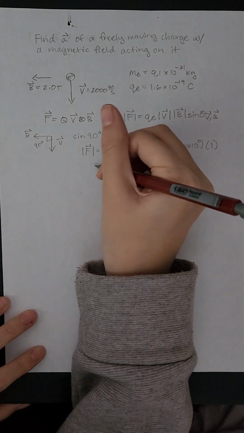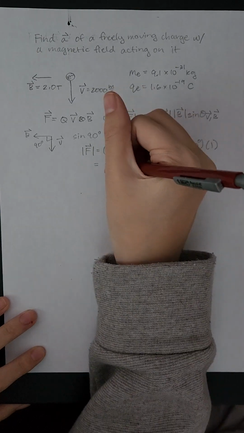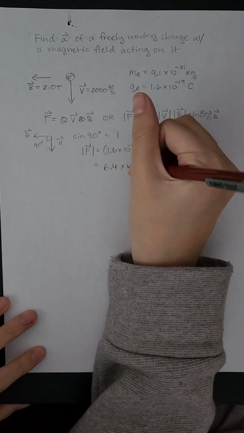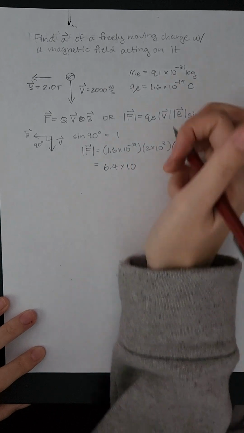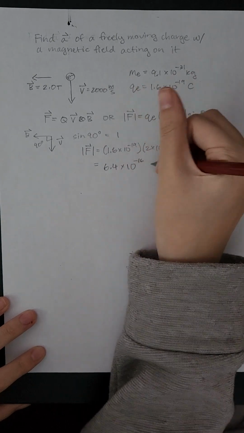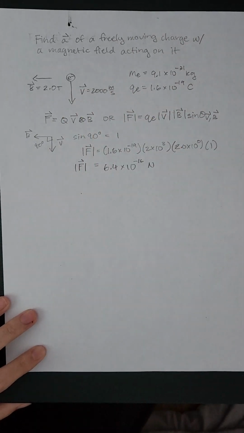And we calculate that. 1.6 times 2 is 3.2, times 2 is 6.4, times 10 to the negative 19 plus 3 is negative 16, so 6.4 times 10 to the negative 16 newtons. So that's the magnitude of the force.